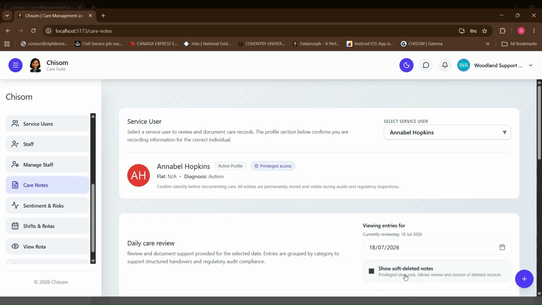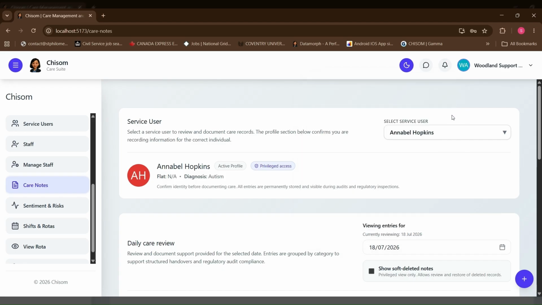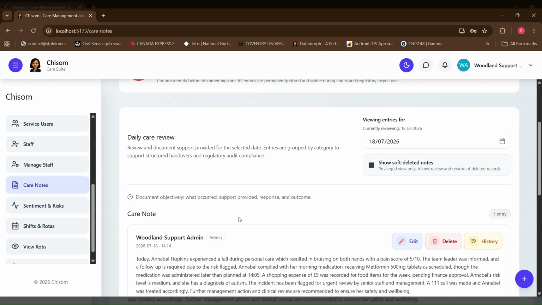The good thing about this is that you can always retrieve every keynote all the time. And in retrieving the keynote, you'll be able to know how the different service users have been over time. Now if you look at this, there's a notification. When I click on it, it says a high risk keynote has been recorded for Annabelle Hopkins. Summary: high medical emergency, 111 was detected. So this shows that the second innovation, that is sentiment analysis, has flagged this note as a high risk note.